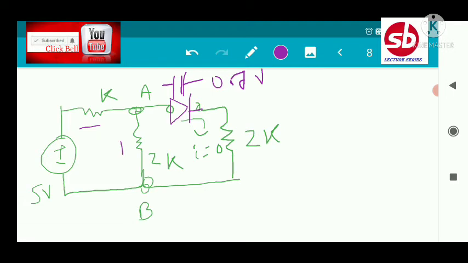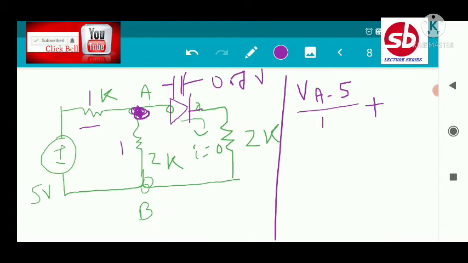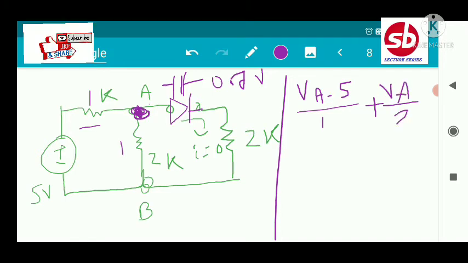Now assume this voltage is Va, and we are going to solve this circuit with the help of nodal analysis. With nodal analysis, the voltage at this terminal is Va. So applying nodal analysis: (Va minus 5) divided by this resistance, which is 1k, plus Va by 2, this resistance being 2k, plus (Va minus 0.7) divided by 2, all of this sums up to 0.